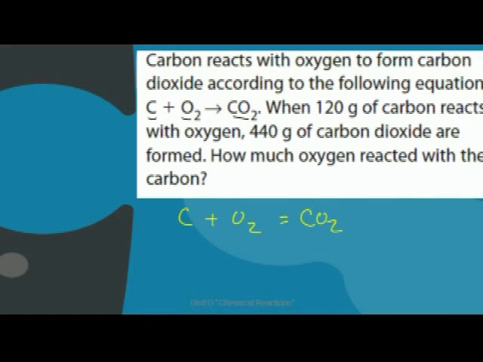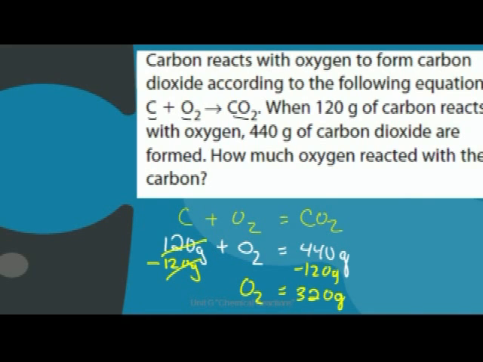First thing I want to do is write down the equation and then substitute the numbers for the chemical formulas. And just like in math class, I want to get oxygen by itself, so I'm going to subtract 120 grams from each side. And when I do so, we find out that oxygen equals 320 grams.